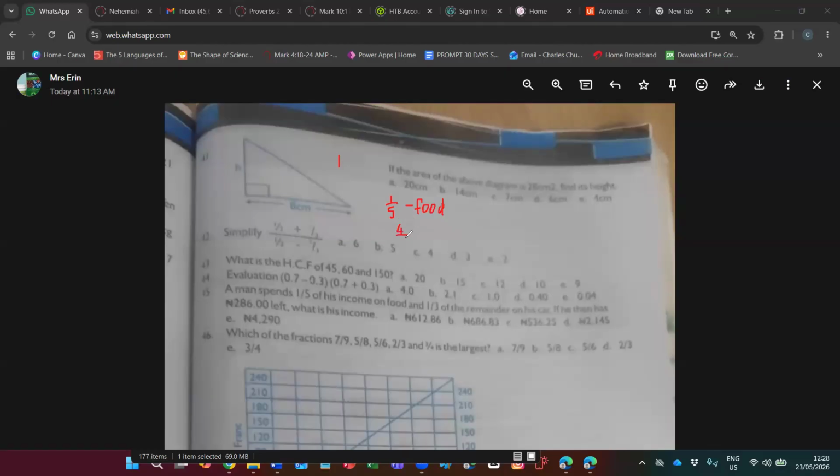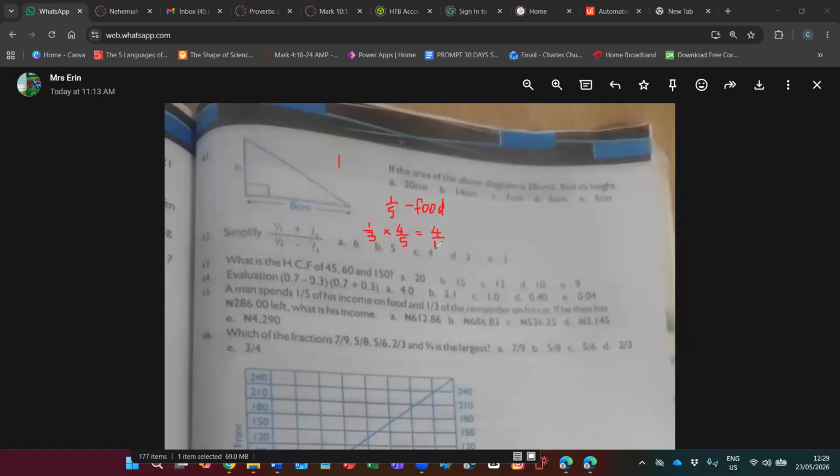So now this is the remainder. But they didn't say he spent the remainder on his car. They said he spent 1/3 of the remainder. I know this question looks a bit complex, but it's not hard. If you understand what of means in mathematics, you just simply know that of is multiplication. So 1/3 of 4/5 is what? 1/3 times 4/5. Is that not? Are you seeing what I'm doing? Yes, so that's 4/15. So we're going somewhere.